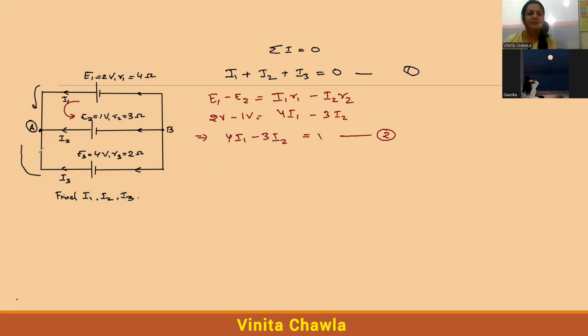Okay, now let's consider another loop. E3 minus E2. जो भी मन करे ले सकते हैं. We can take this loop also. पहले दो छोटे-छोटे ले लिए, उसके बाद बड़ा वाला. वो भी ठीक है. So E1 minus E3 is I1 R1 minus I3 R3.